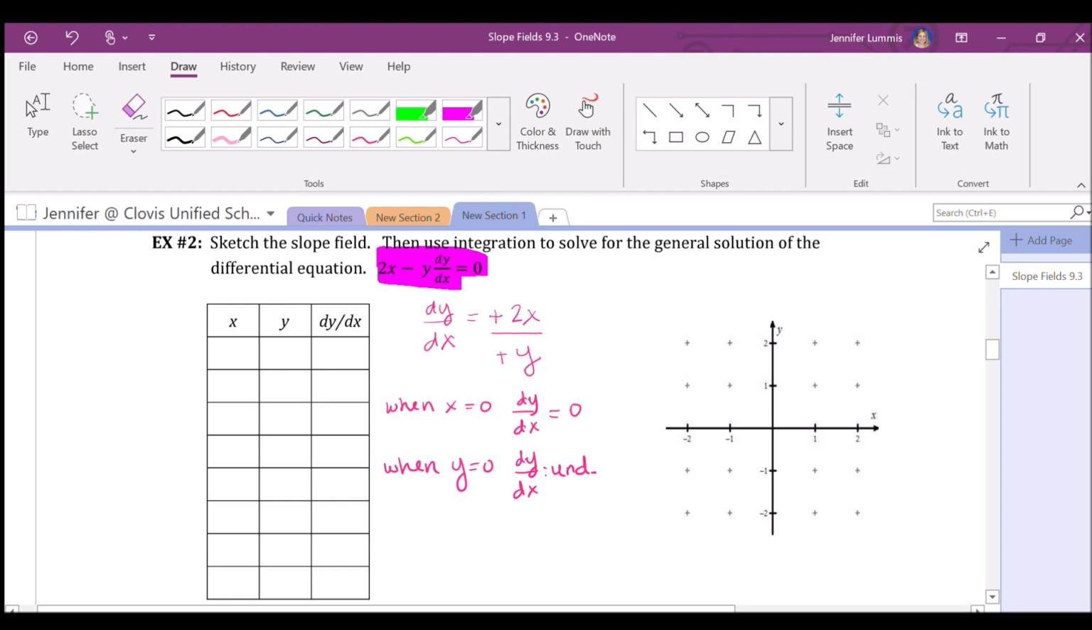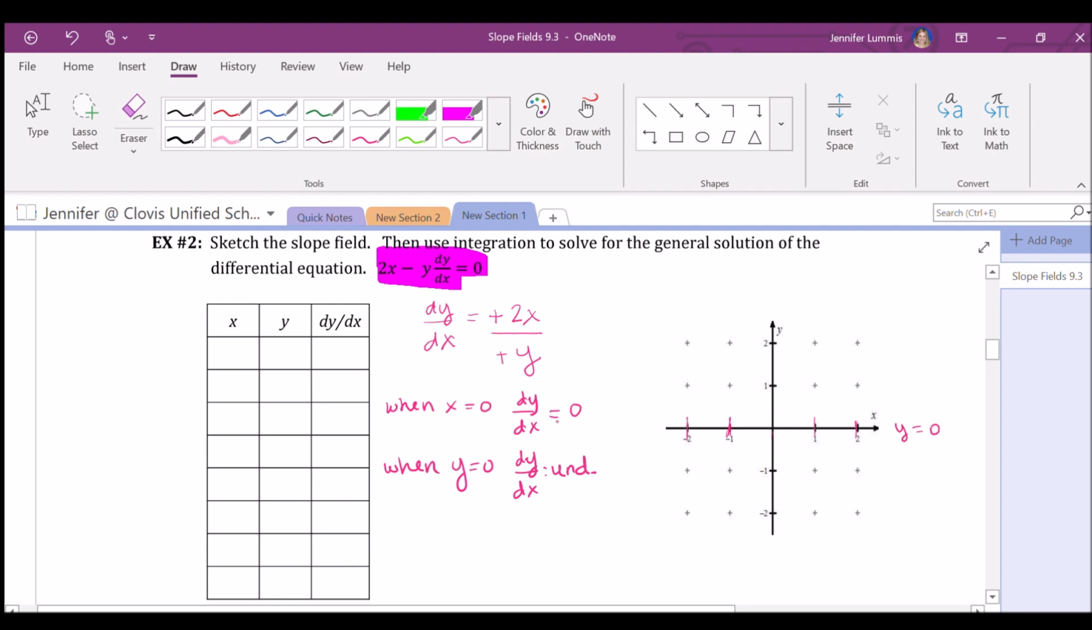And so typically we just don't have anything. So when y is 0, that would be the x-axis. That's the line y equals 0. So along the x-axis here, the slope is undefined. So we could register that as a vertical line slope, or we could really just not have anything there. It's okay to do that as well. So vertical lines or no slopes here.